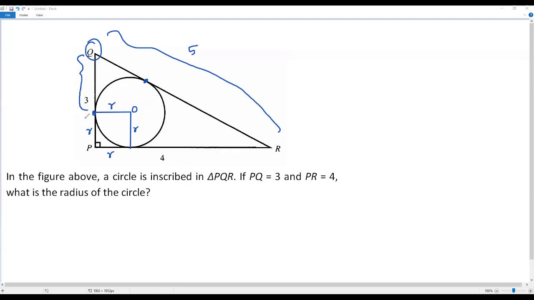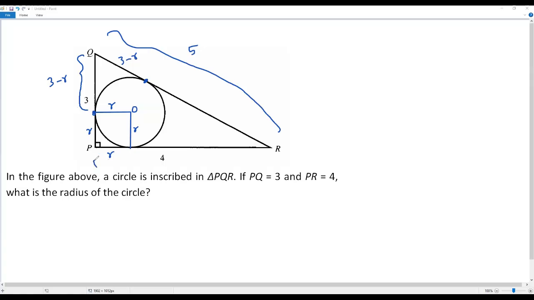Okay, now let's find the length of this tangent line which has been drawn from the external point Q to the circle. Already we know that the length of this tangent line is R, and the total length is 3. Then what is the length of this tangent line? That is 3 minus R. And what is the length of this tangent line? That one also must be 3 minus R, because both tangents are drawn from the same external point Q, so they must be equal in length.